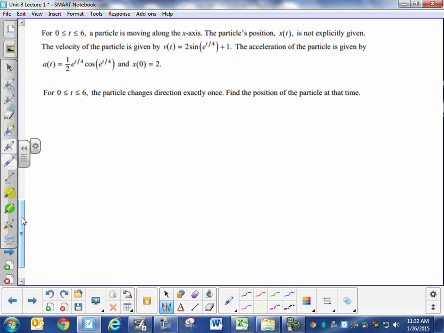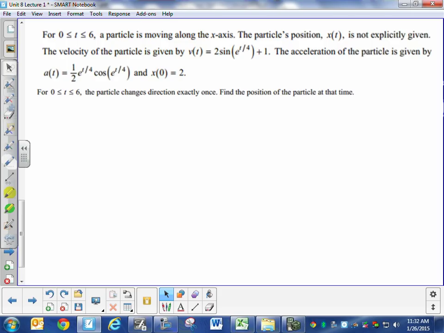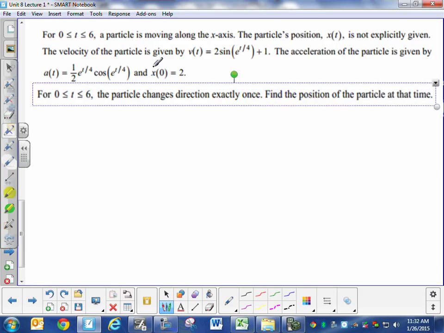From 0 to 6, a particle is moving along the x-axis. The particle's position, x of t, is not given to us. The velocity is, and the acceleration is, and the initial position is. The question is, between 0 and 6, the particle is going to change direction exactly once. What is the position of the particle at that time when the particle changes direction? Ready, go.